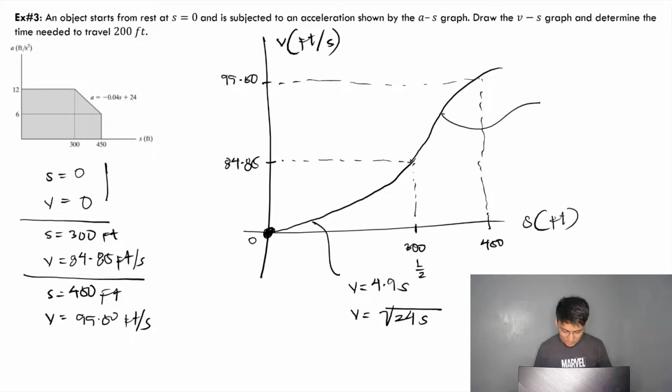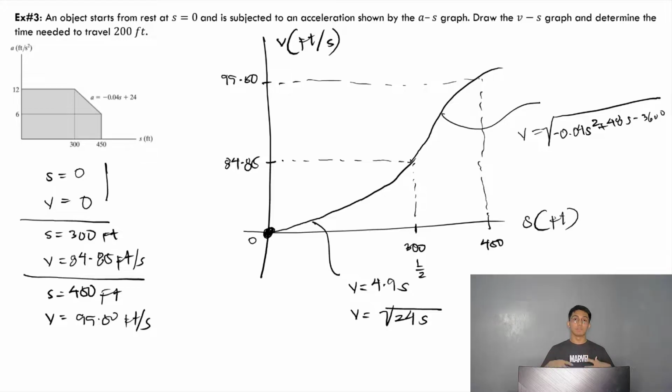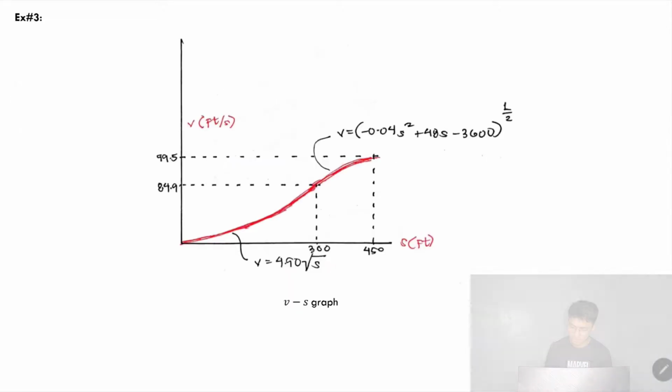And then, let's say papaganyan na to. Ang equation naman nito kanina, we have V is equal to the square root of negative 0.04S square plus 48S minus 3,600. So, ito yung ating VS graph for the example number 3. And for a clearer version of the graph natin, ayan. So, this is the VS graph.